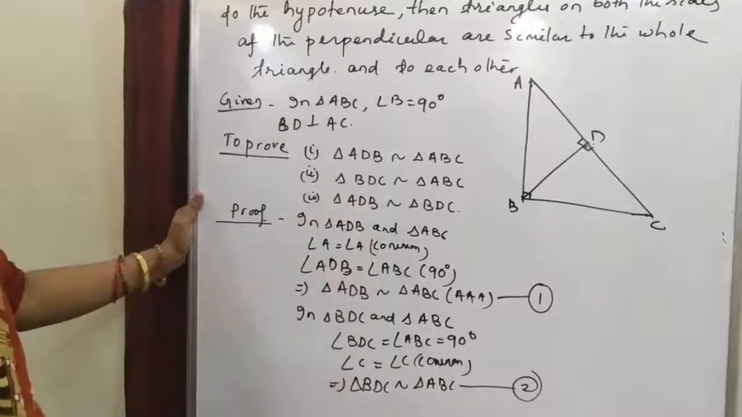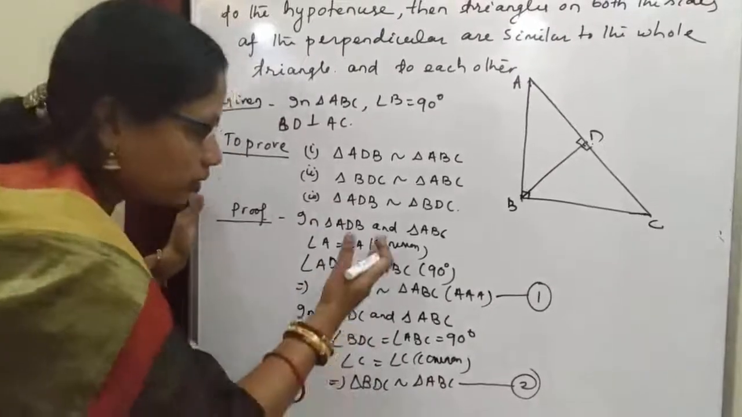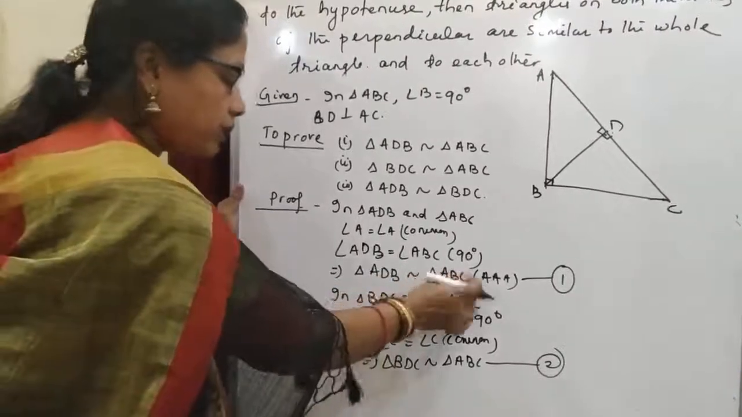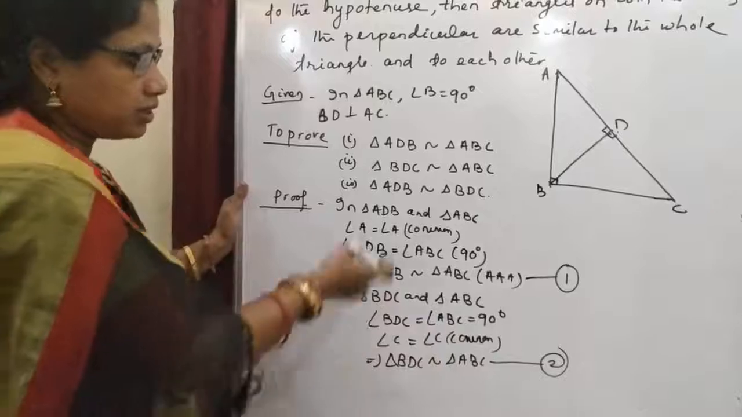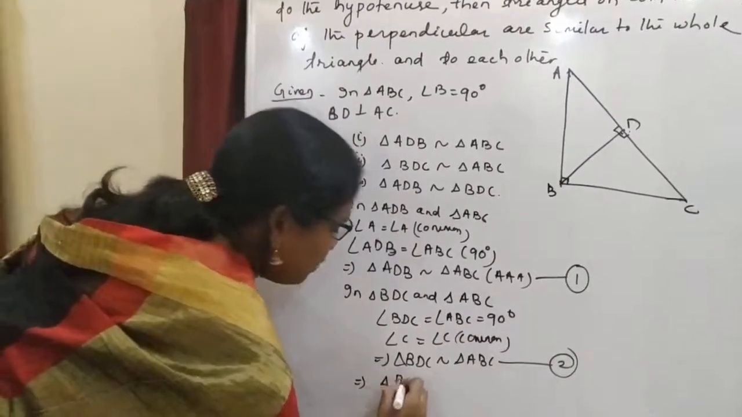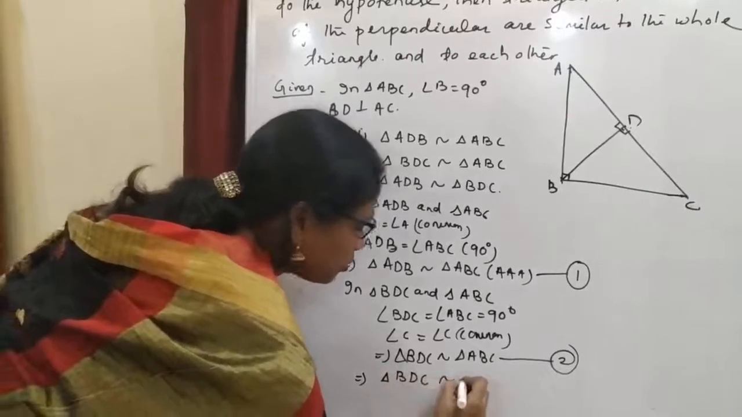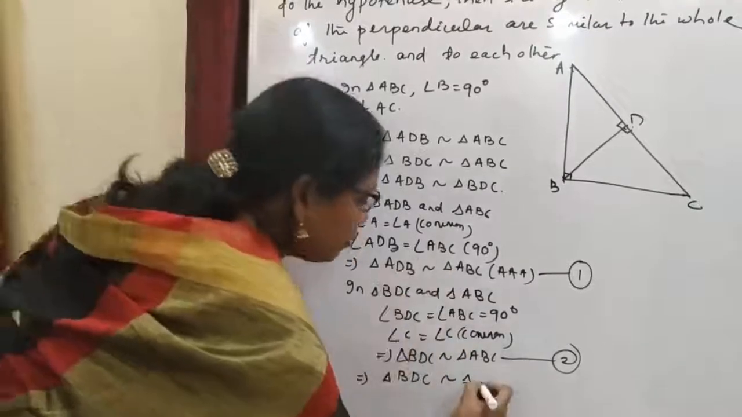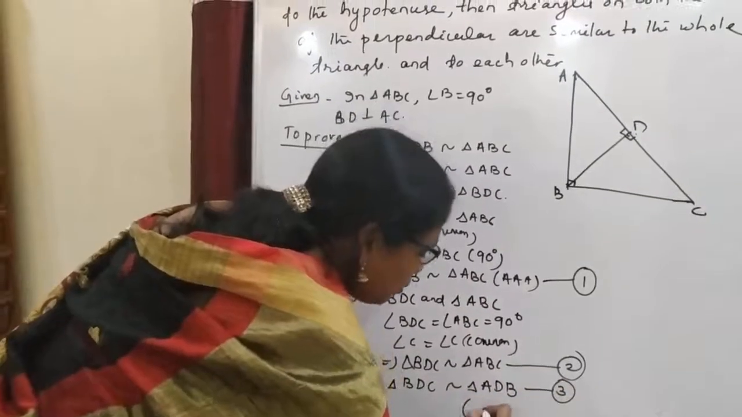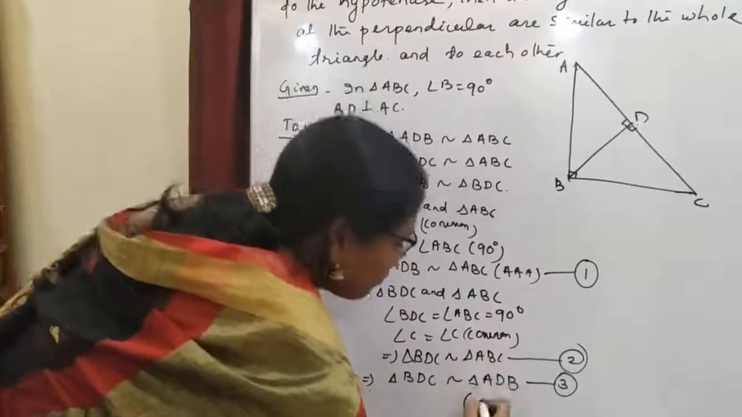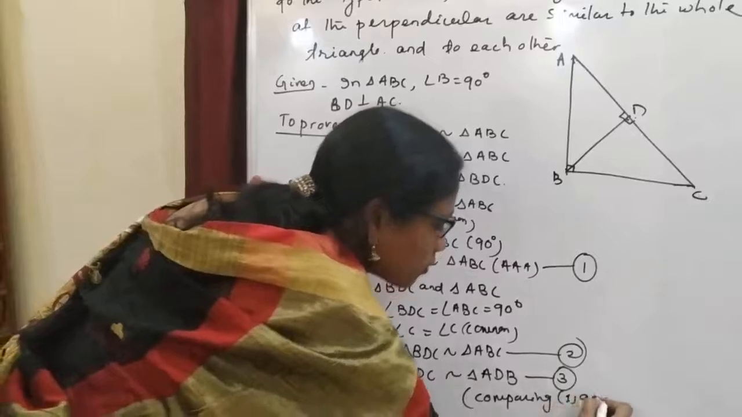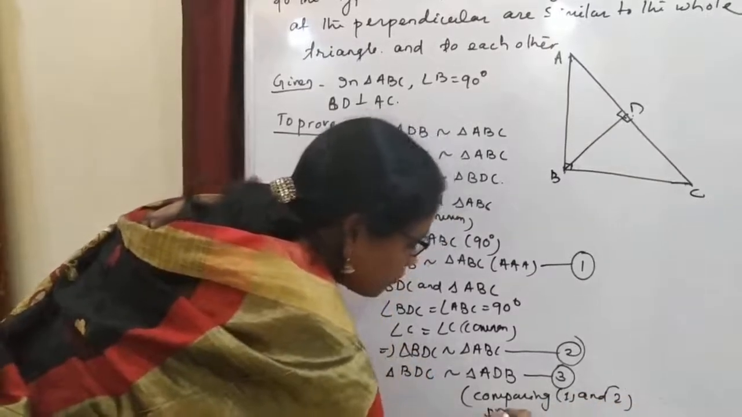By comparing 1 and 2, we get that the three triangles are similar: triangle ADB is similar to triangle ABC, which is similar to triangle BDC. The three triangles are similar. So this implies triangle BDC is similar to triangle ADB, because of comparing 1 and 2. So this is proved.